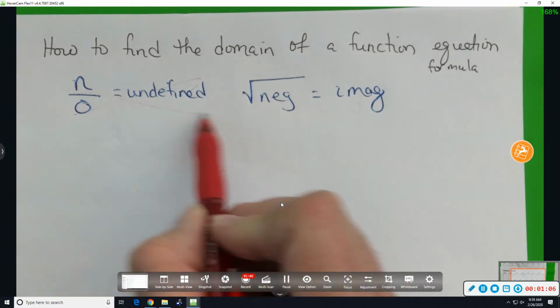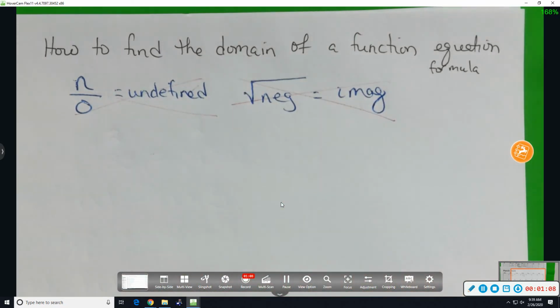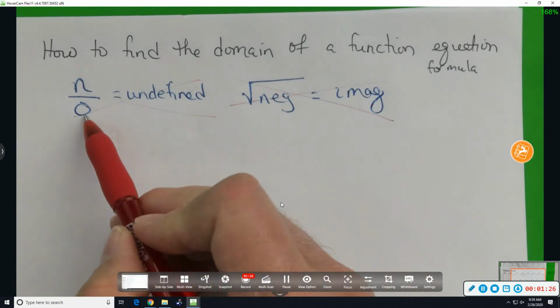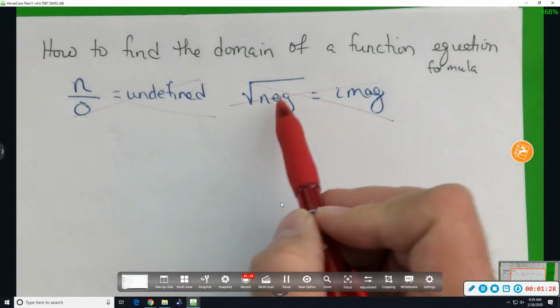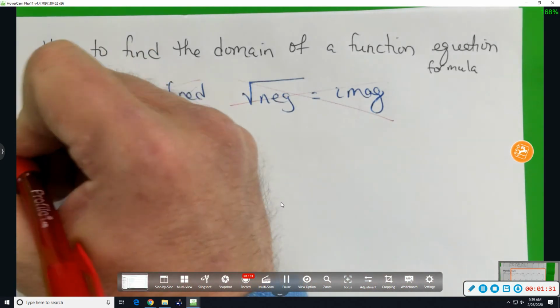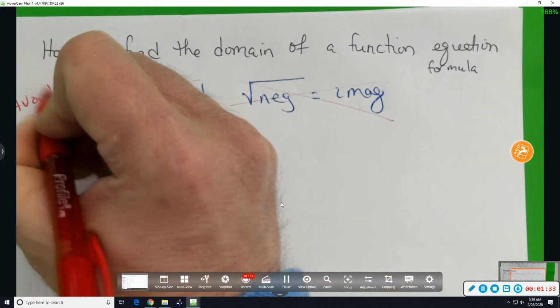We don't want a 0 in the bottom of a fraction, and we don't want a negative number under the square root. We defined imaginary numbers at the beginning of the semester, so we could spend the rest of the semester saying, but we only want real numbers, we don't want imaginary numbers. So we want to avoid zeros in the bottom of fractions and negative numbers under the square root. Those are the two things we want to avoid.